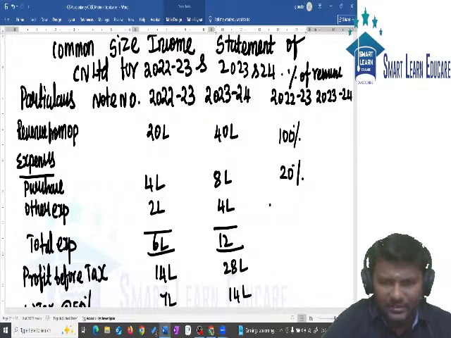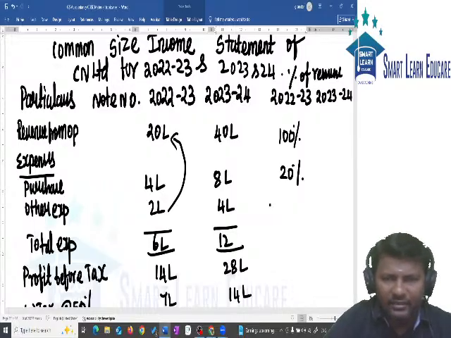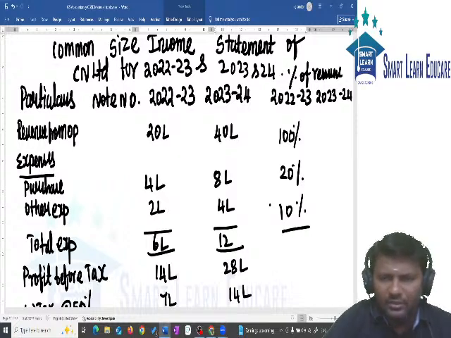Okay, other expense. What is the other expense? 2 lakh. 2 lakh divided by 10 lakh will give you 10 percentage. Total expense comes to 30 percentage.